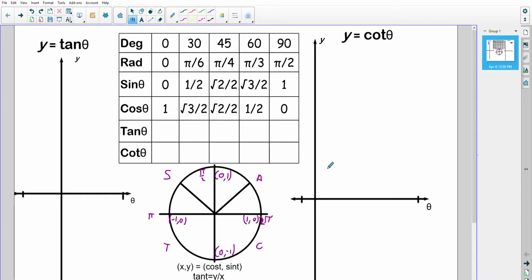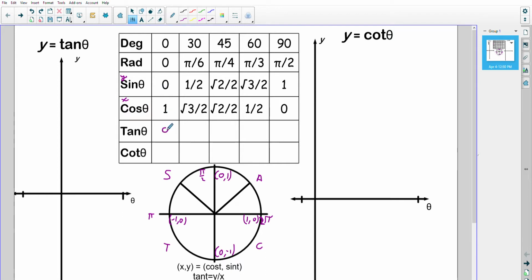I'm going to develop the tangent and cotangent graph based on the table. If you remember in the unit circle, your x and y is cosine t, sine t. So your y's are with the sine and your x's go with the cosine. Now to find out the tangent, it's y over x or sine over cosine.